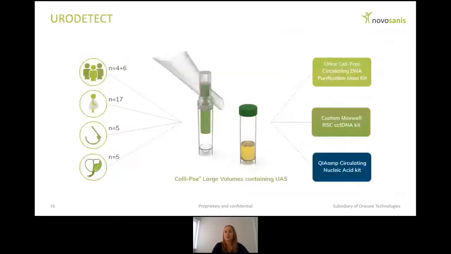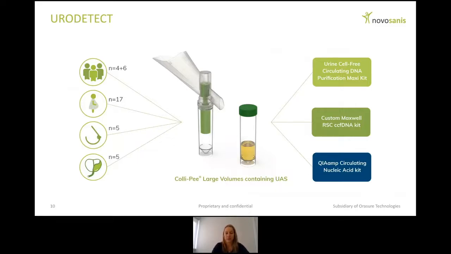Novosanis is active in 2 main application fields, namely infectious diseases and oncology. You can follow all our activities and current studies on our website. Today, I would like to zoom into one oncology study in particular. This study is URODETECT. This actually is my PhD study. It handles urine as a sample type for biomarker detection for breast and prostate cancer patients.